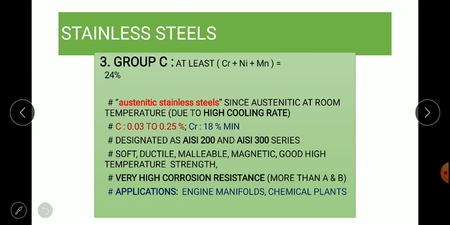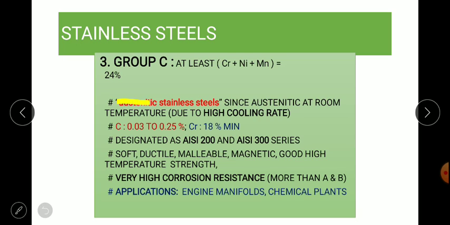And next type of stainless steel is group C. What does it contain? First one, chromium, nickel, and manganese. All three contents are about 24%. So it is showing austenitic zone at room temperature. So it is called austenitic stainless steel.